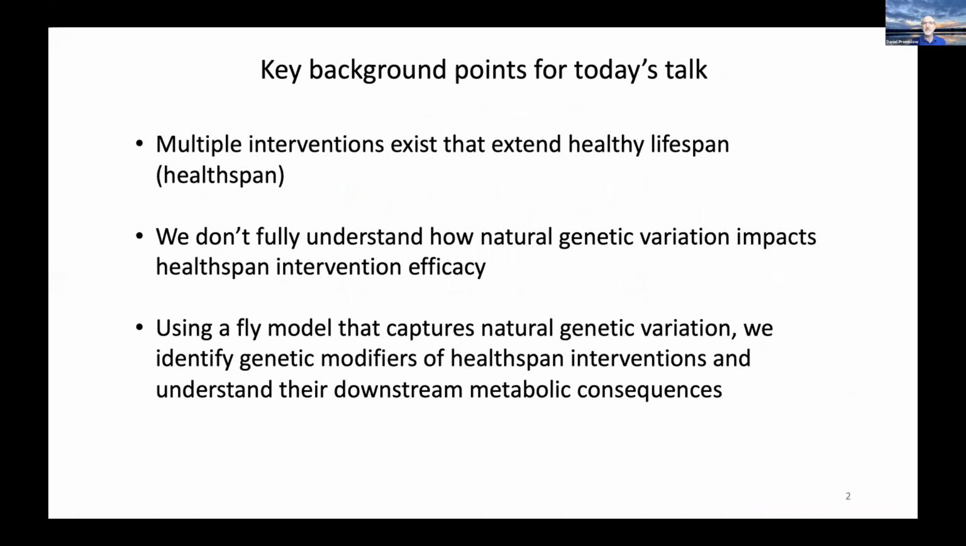Some key points for today's talk. There are, as you know, multiple interventions that we know about that can extend healthy lifespan or health span. But there are lots of questions, and one of those is that we don't fully understand how natural genetic variation impacts health span intervention efficacy. Kelly's beautiful talk just previously pointed out that we know a lot about, for example, C57 black 6 mice, and most of what we know about aging in mice comes from that and just a few other strains. We don't know a lot about the kind of natural genetic variation that exists in human populations.